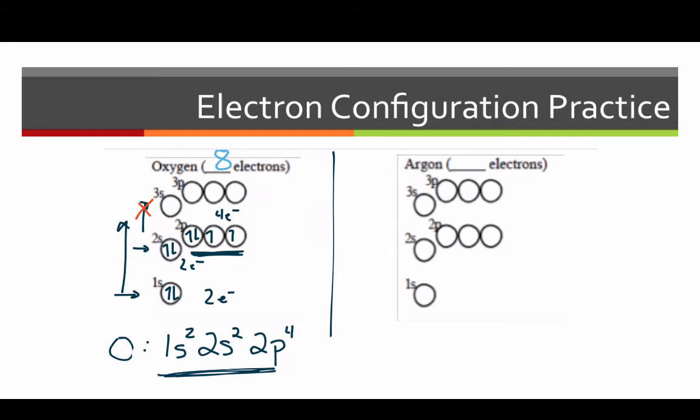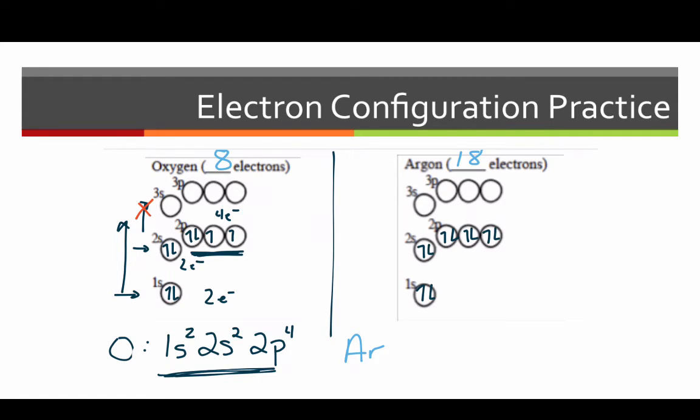Now let's move on to argon. We're going to do the same thing. So I need to figure out how many electrons I have in argon. And now I'm just going to fill in my chart the same way that we did for oxygen. So I need to fill up 18 electrons. So I'll start here. That's 2, 1, 2. Now I can't move on to 3 until I fill up all of this second orbital. 1, 2, 3, 4, 5, and 6.